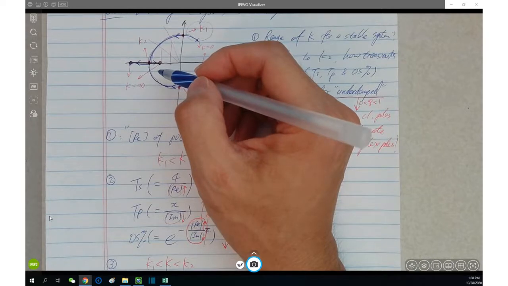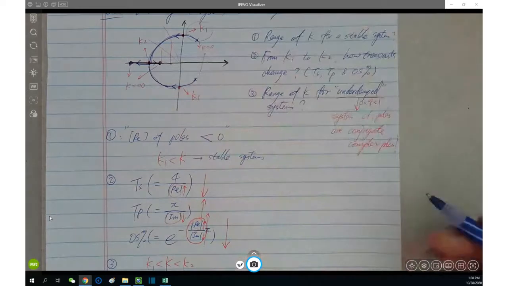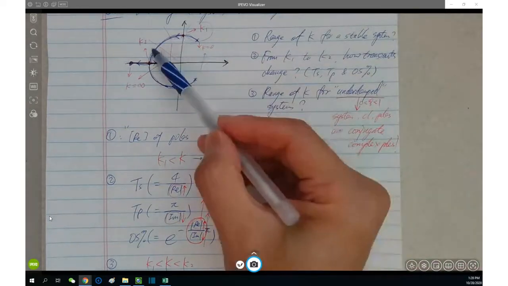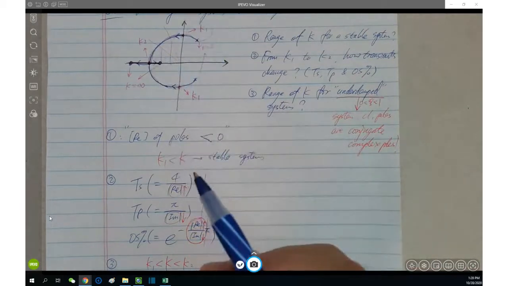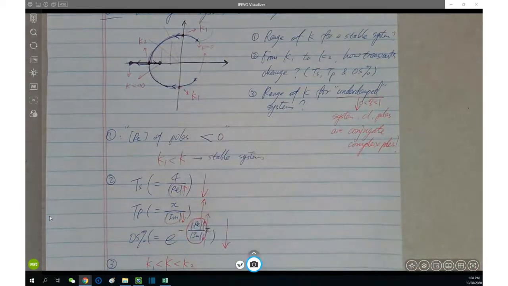A quick question. As we go from K1 to K2, after it hits K2, does it just move along that real axis line? Yes, correct. And moving along the real axis then obviously means the closed loop poles are real numbers.